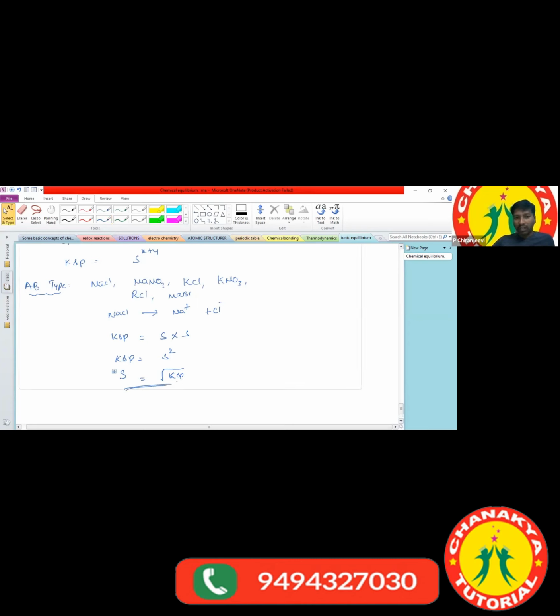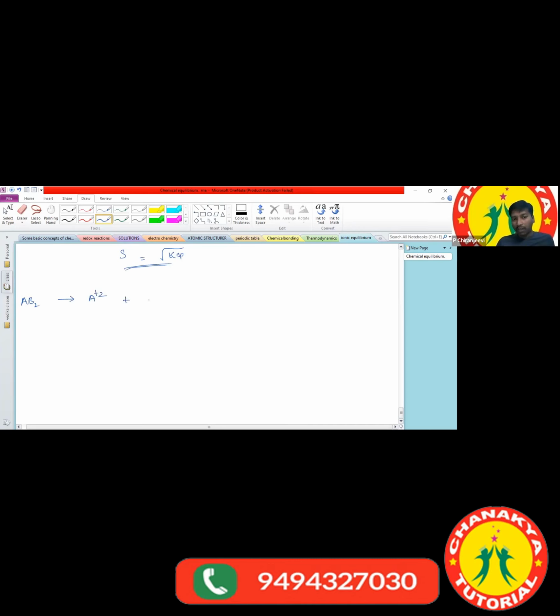Okay. Next, one more: an AB2 type of salt. For an AB2 type of salt, how can we write the solubility product? If AB2 type is ionized, it forms A2+ and 2B-.